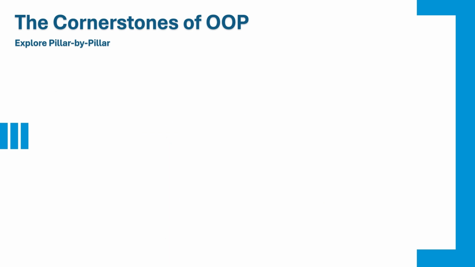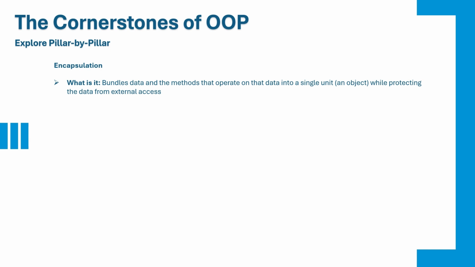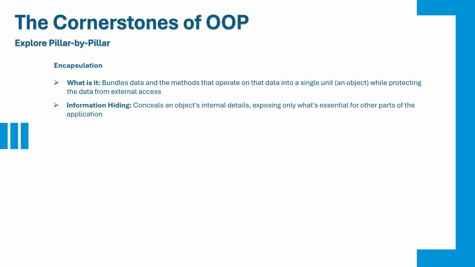Now, let's move on to the second pillar of object-oriented programming: encapsulation. Encapsulation is the concept of bundling data and methods that operate on that data into a single unit known as an object. But it's not just about grouping things together. It's also about protecting that data from unintended interference by restricting access to it from the outside world. This is known as information hiding.